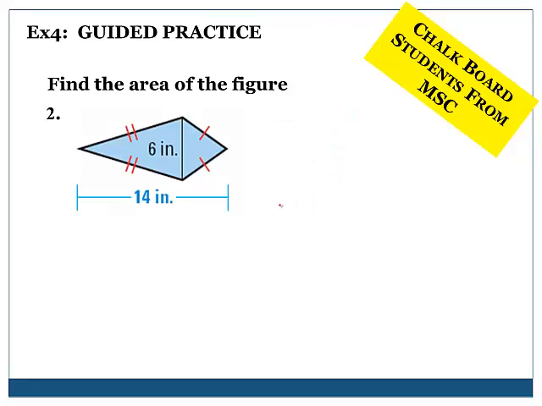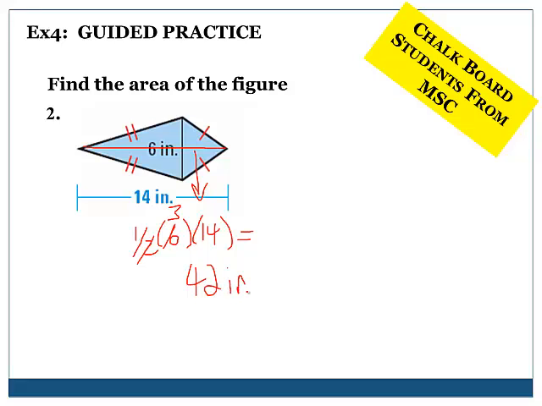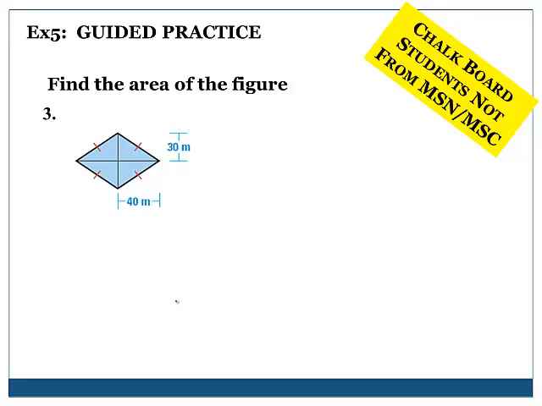Okay, again, find the area of the figure. This one says this diagonal is 14 based off here. So you're just going to do 1/2 diagonal 1, which is 6, times diagonal 2, which is 14. Get 3 here, and 3 times 14 gives you 42. Again, do not forget your units: 42 inches squared.